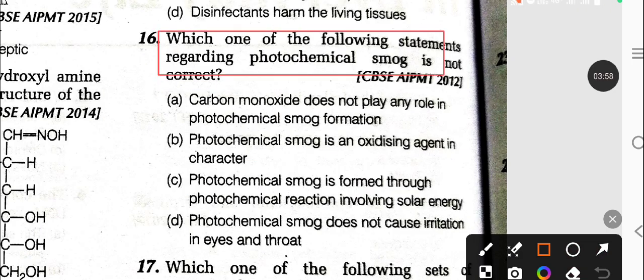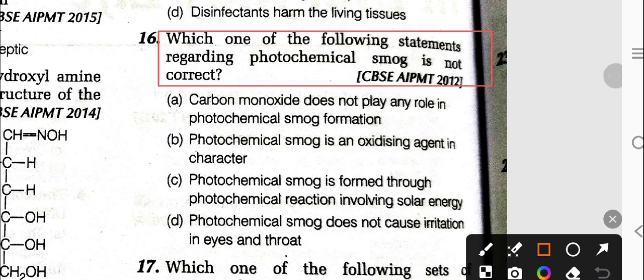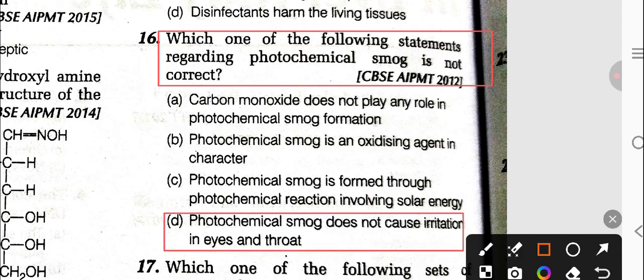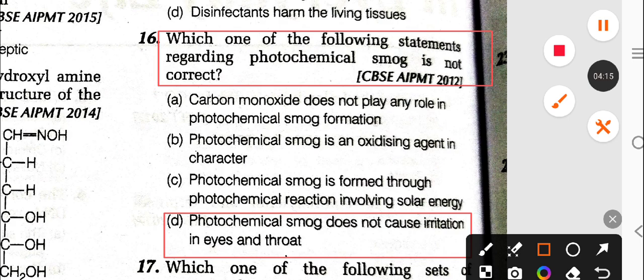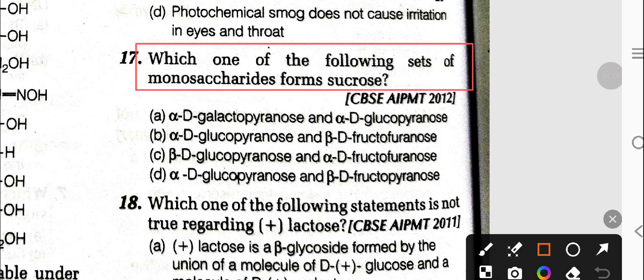Which one of the following statements regarding photochemical smog is not correct? So it is option number D. Photochemical smog does not cause irritation in eyes and throat, because it does cause the irritation in eyes and throat. Which one of the following sets of monosaccharides forms sucrose? So sucrose is formed of glucose and fructose. Option number B, that is alpha-D-glucopyranose and beta-D-fructofuranose. B is the right answer.